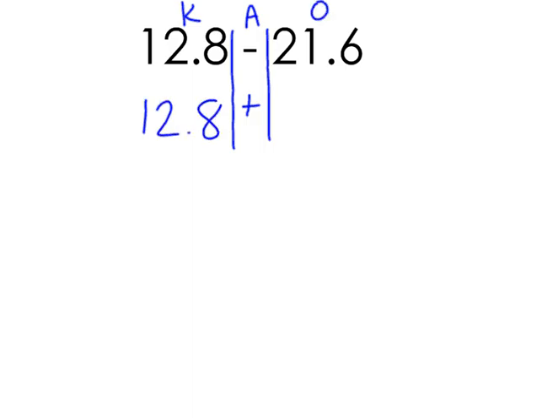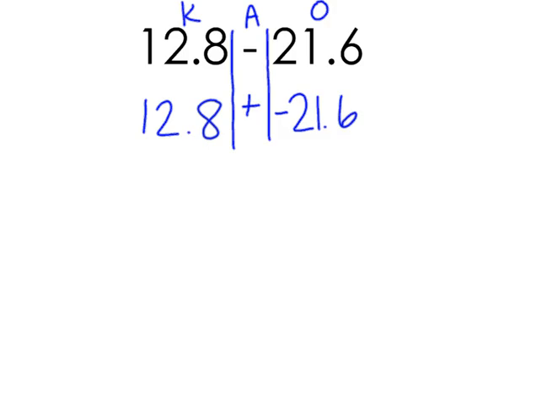To start, we're going to subtract 12 and 8/10 minus 21 and 6/10. This is a subtraction problem, so I'm going to rewrite it as addition. So we're going to use keep, add, opposite. 12 and 8/10 stays exactly the same. Subtraction changes to addition, and the opposite of 21 and 6/10 is negative 21 and 6/10.